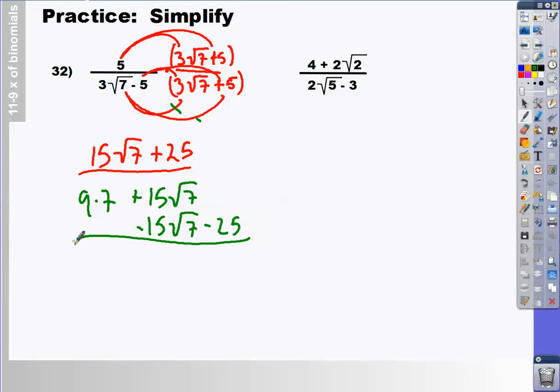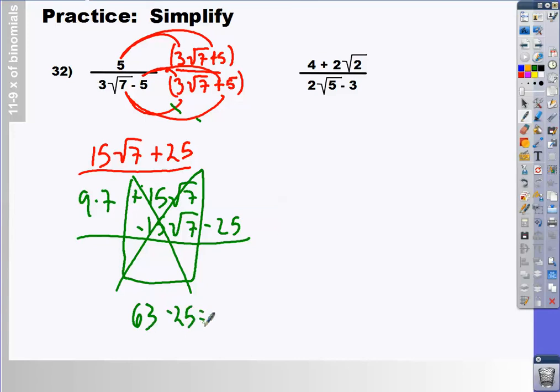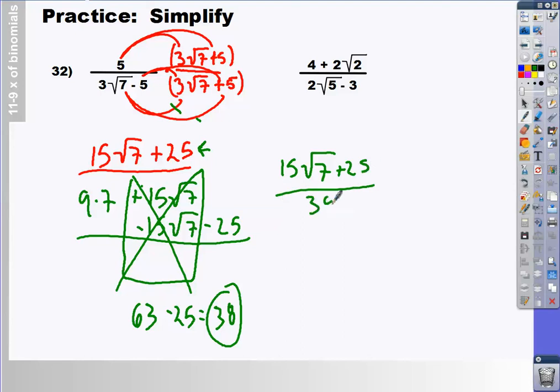And just like our earlier example in differences of squares, this middle term here cancels out. We don't have a middle term. 9 times 7 is 63 minus 25. And 63 minus 25 is 38. I hope it's 38. So it's 38. So here's my denominator. My numerator hasn't changed. So I have 15 root 7 plus 25 over 38.